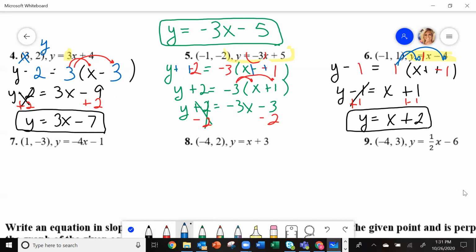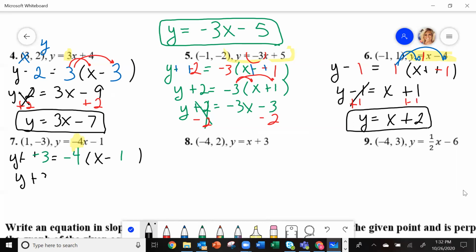All right. Number 7, again, it's in slope-intercept form. They're looking for the lines that are parallel, so we're using the same slope. So y minus y1 equals m times x minus x1. Well, m is going to be -4. My x1 is going to be 1. My y1 is going to be -3. Do you have any minus and negatives? Yes, you do. They change to positive.